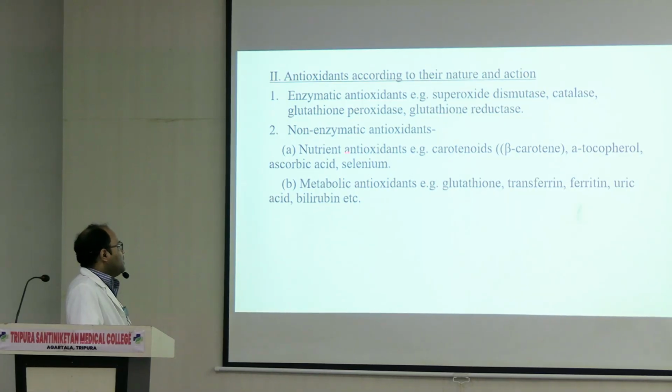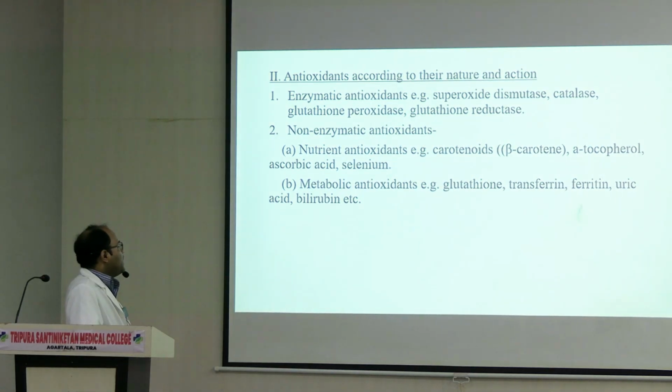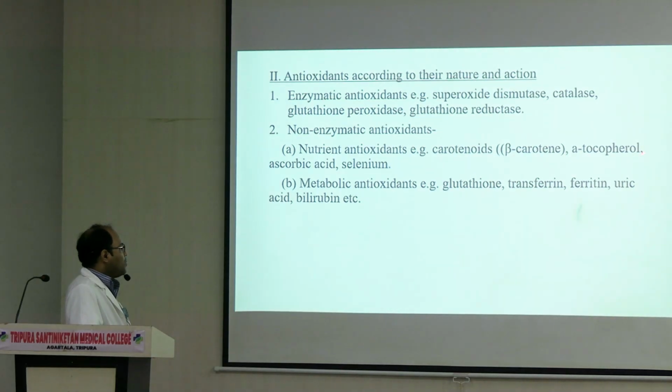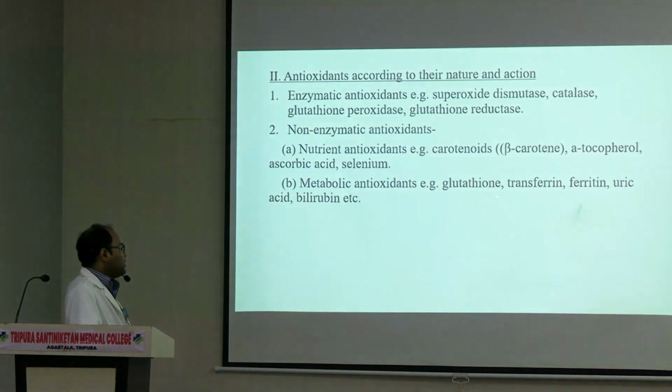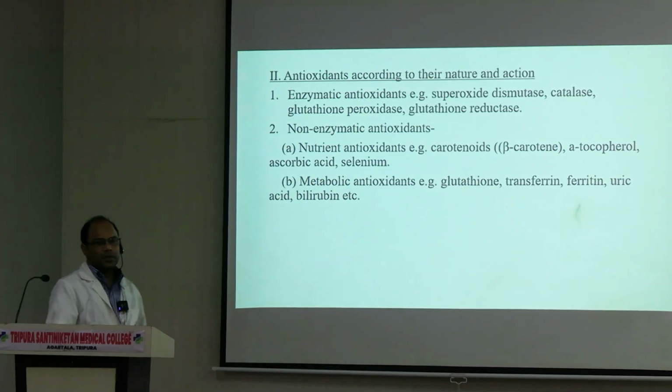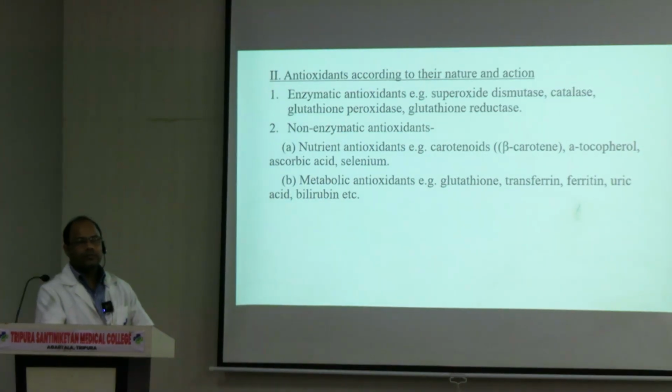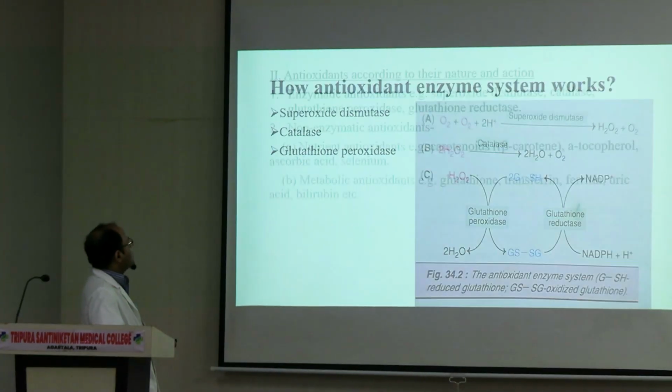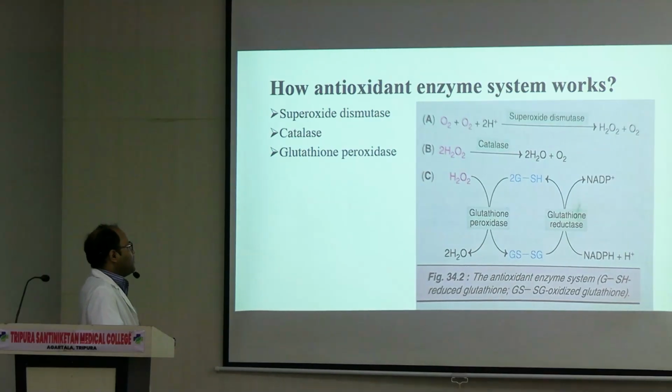Enzymatic, nutrient antioxidant, metabolic antioxidant. Enzymatic like superoxide dismutase, catalase, for example. Non-enzymatic like carotenoids like beta carotene, alpha tocopherol, ascorbic acid, selenium, etc. Metabolic antioxidants like glutathione, transferrin, ferritin, uric acid, bilirubin, etc. Next, how do antioxidant enzymes work?